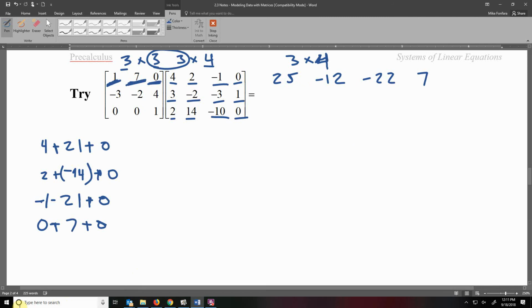So next, I'm going to multiply the second row by each column. So that's negative 3 times 4, negative 12. Negative 2 times 3 is negative 6. And 4 times 2 is 8. So we've got negative 12 minus 6 plus 8, negative 10.